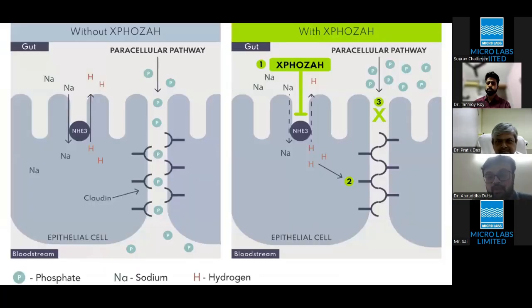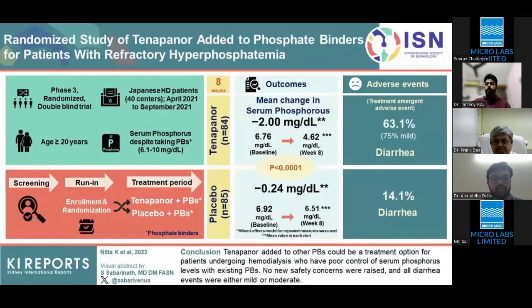Last and foremost, the mechanism of action of tenapanor is mainly by inhibiting the sodium hydrogen exchanger in the intestinal apical brush border cells. It increases the intracellular proton levels, which modify the junctional changes and inhibit the paracellular pathway of absorption of phosphate in the gut.